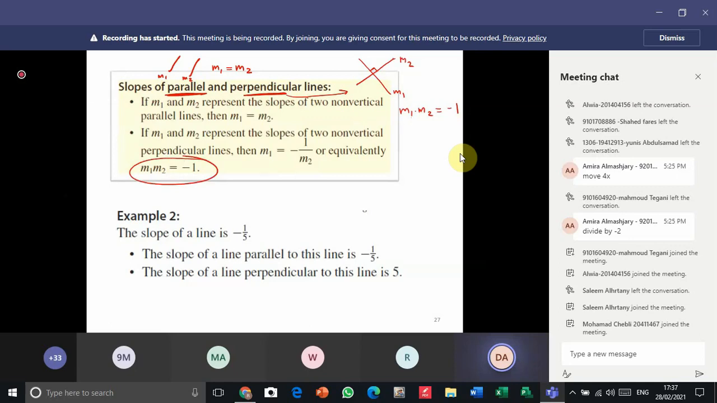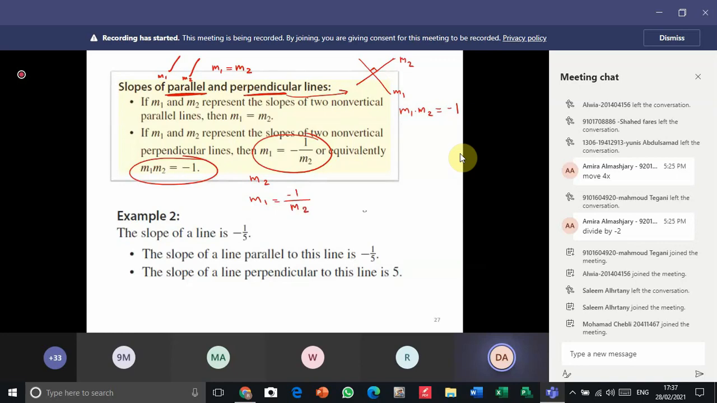How can we find the slope for another perpendicular line? By this formula. If we have m2, for example, we can find m1 by -1 over m2 if the two lines are perpendicular.